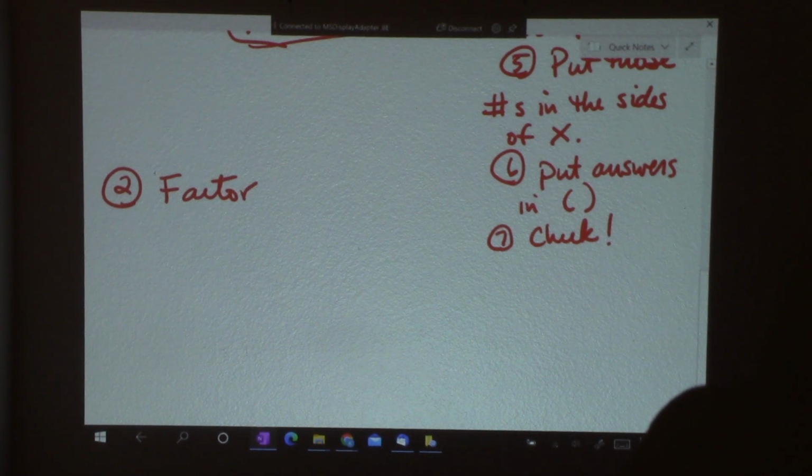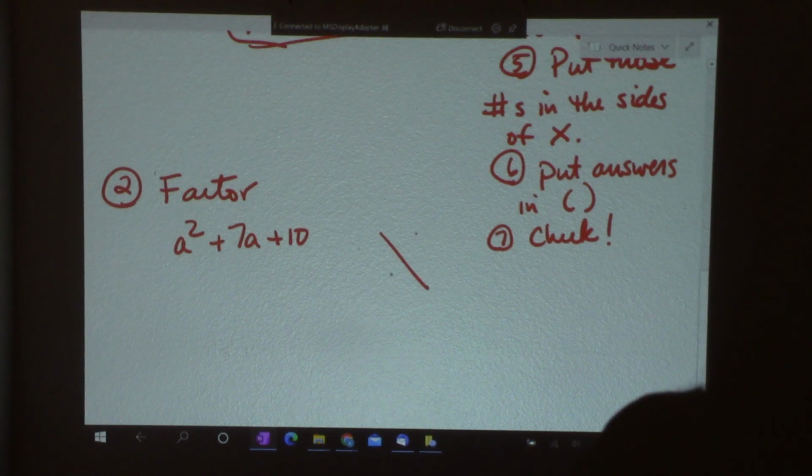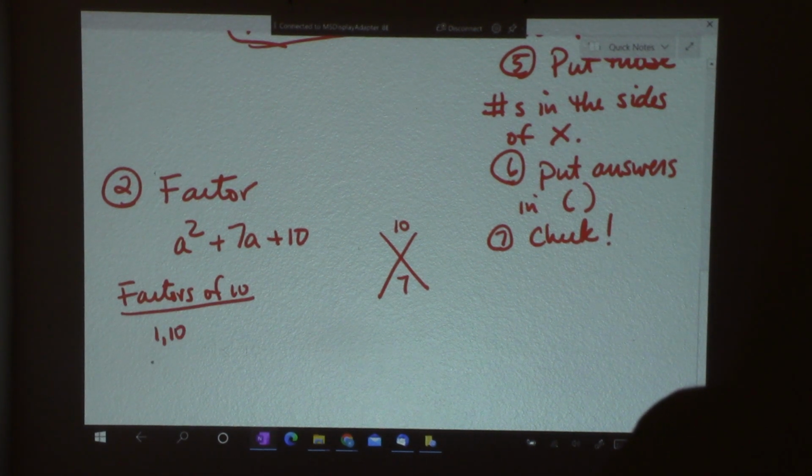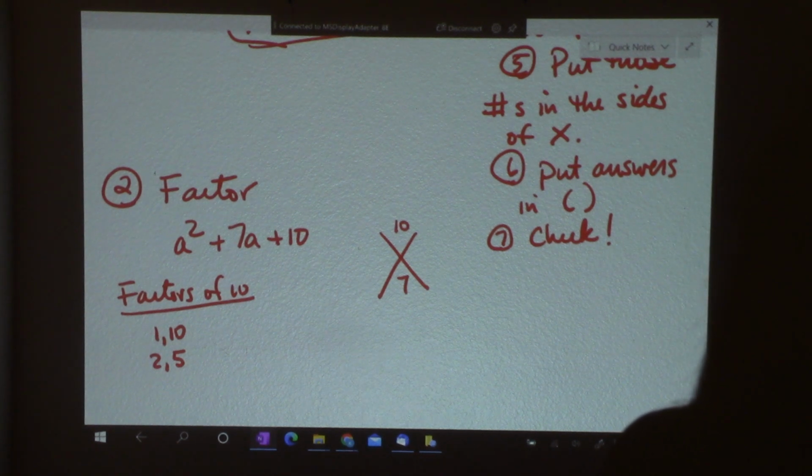Now we're going to factor a squared plus 7a plus 10. Okay, so my first step is to put the 10 in the top, and then I'm going to put the 7 in the bottom, and now I'm going to make my list of factors. So my factors of 10, this is all part of the work you show me. 1 and 10, 2 and 5. Is there anything else? No, that's all of them. And everything is positive. That's important. Okay, so I'm going to put 2 and 5 there.